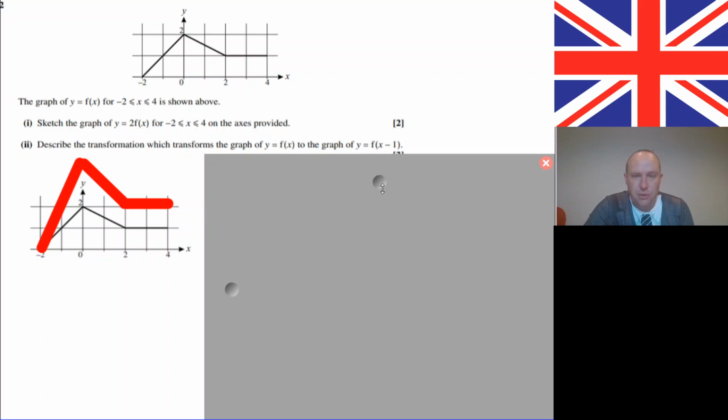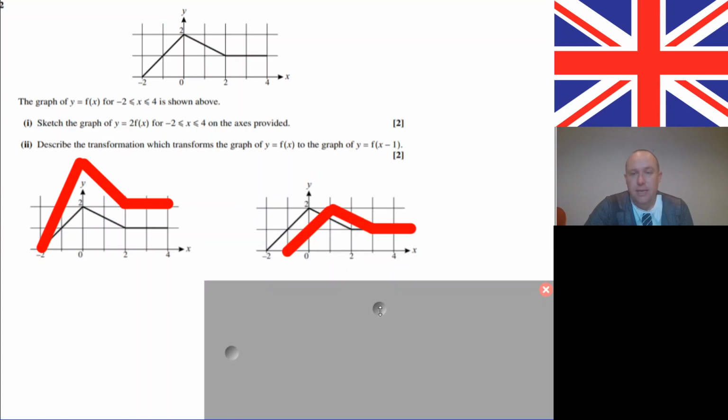Describe the transformation which transforms the graph of f of x to f of x minus 1. So the one in parentheses is the horizontal translation, and this one's going to move it one place to the right. As it's 2 points, you should make sure you've got 2 things in there. So horizontal translation is certainly important to show it's like a slide, and also right one place would be important as well. It doesn't ask you to draw the graph, but that's what it would actually look like if it did ask you to do so.